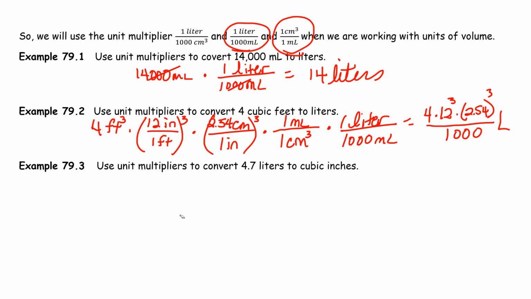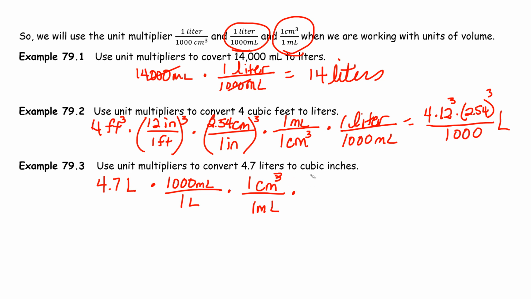All right, if we want to change 4.7 liters to cubic inches, we're going to have to go through cubic centimeters again. So 4.7 liters, we're going to have to get this to milliliters. There are 1,000 milliliters in 1 liter. This is going to cancel the liters. Now I'm at milliliters. There is 1 milliliter in 1 cubic centimeter. That's what a milliliter is. It's a cubic centimeter. So 1 cubic centimeter is the same thing as 1 milliliter. That will cancel the milliliters. So I've got cubic centimeters.